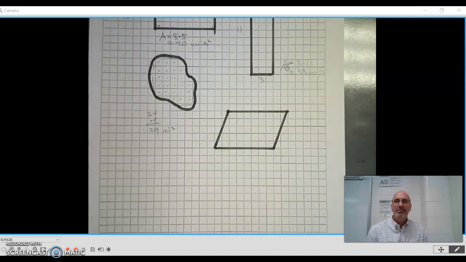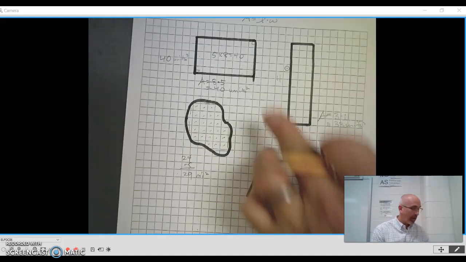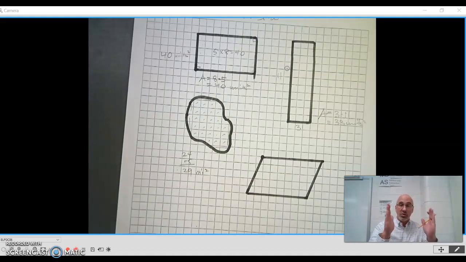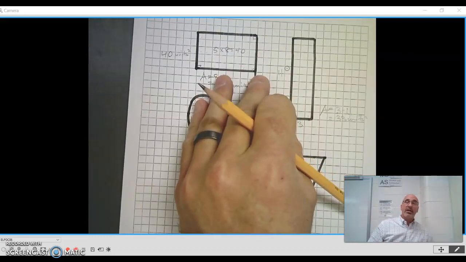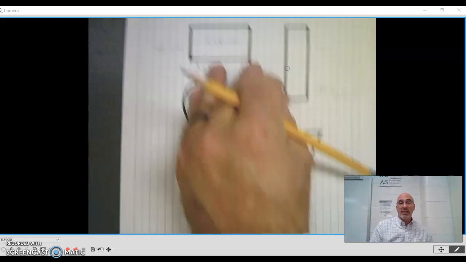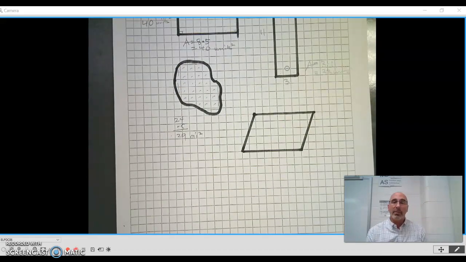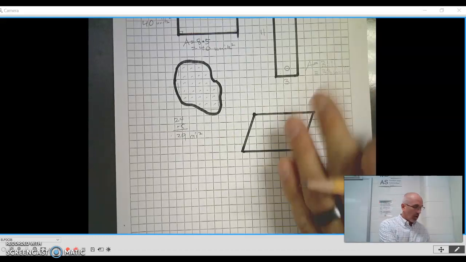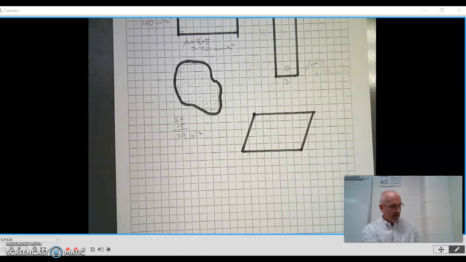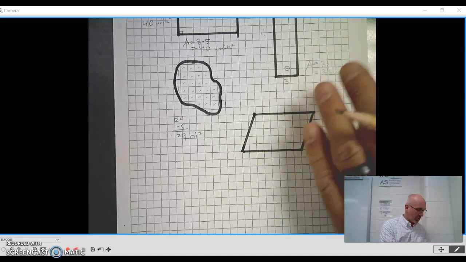Now, what are we going to do with this one? It's a parallelogram. Just like a rectangle is a parallelogram, it has two sets of parallel sides. Rectangles have 90-degree angles. That makes it kind of easy. Now, a parallelogram can have a slant to it. So, to help us out, we're going to try to find out what we should do.